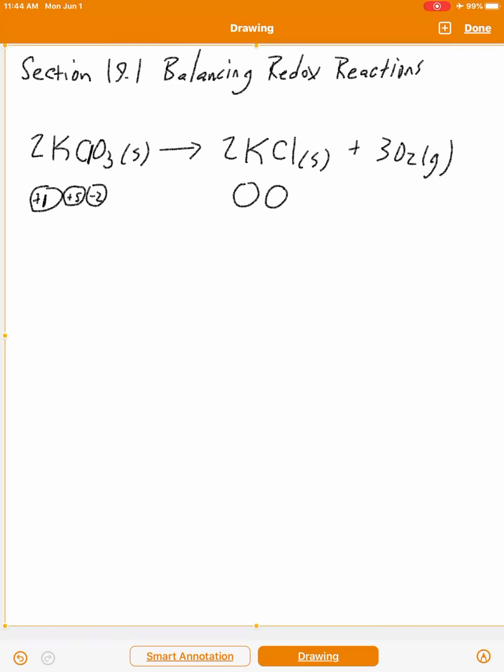Generally, in compounds and polyatomic ions, alkali metals are +1. So if the potassium is +1, the chlorine has to be -1. Now, oxygen on the product side is an element, and elements are neutral. They have no charges, so their oxidation numbers are 0. So in this reaction, potassium hasn't undergone any changes. It started at +1 and it ended up at +1. There's no change. However, the chlorine has changed.